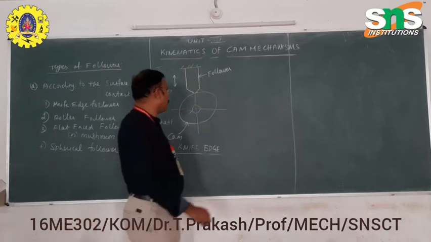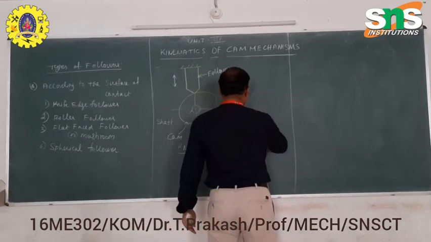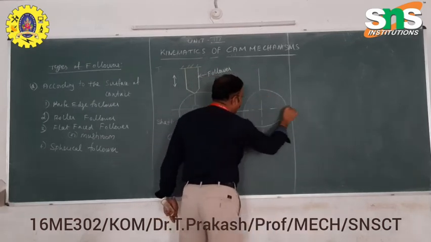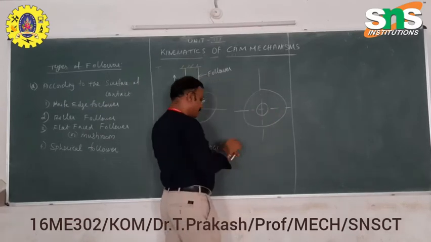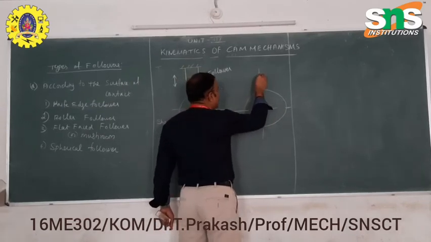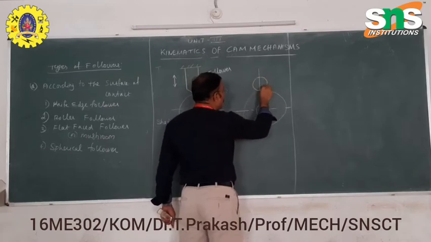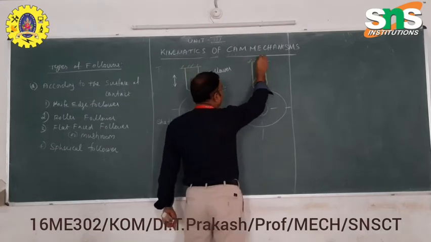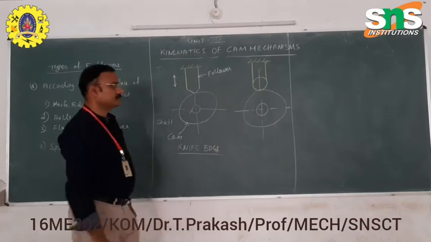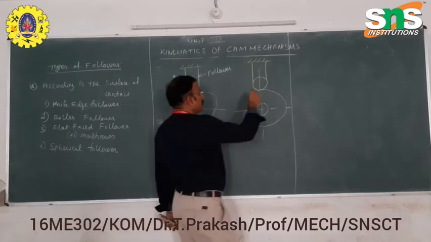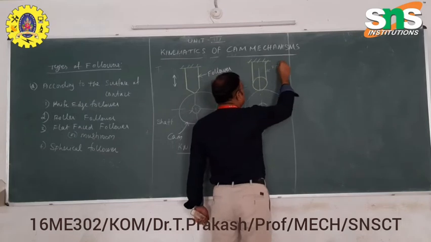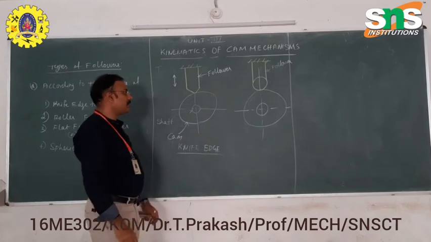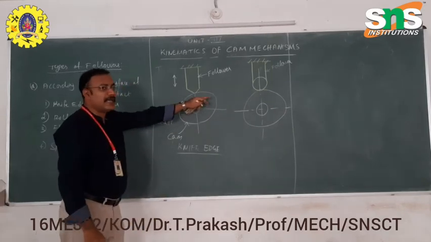Next, coming to the roller follower. The roller follower has the shape of a roller. The edge of the follower will be in the form of a roller. What are the advantages of this follower? Another point we have to say is that it forms a higher pair.